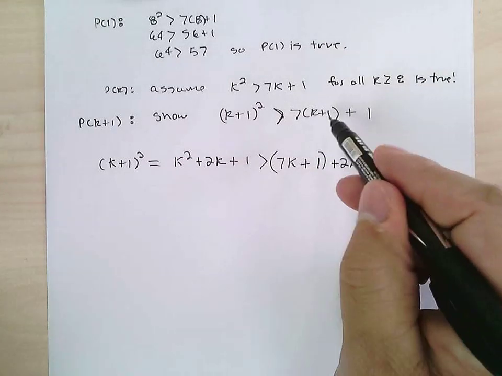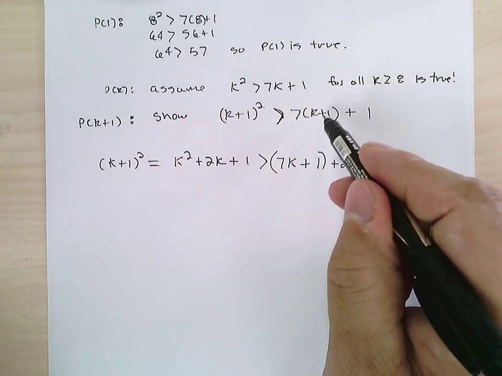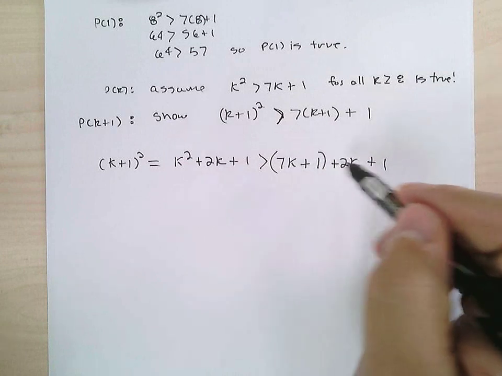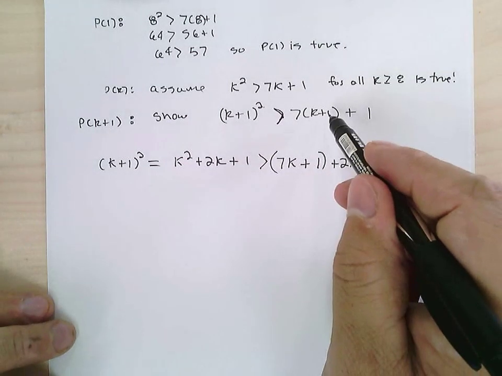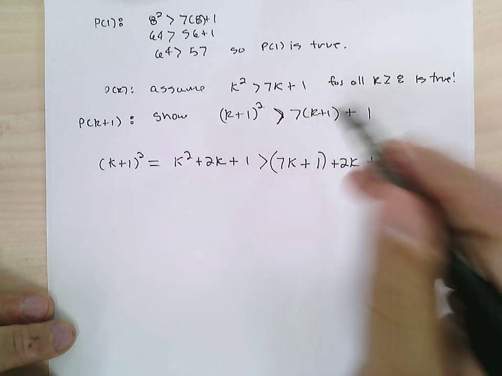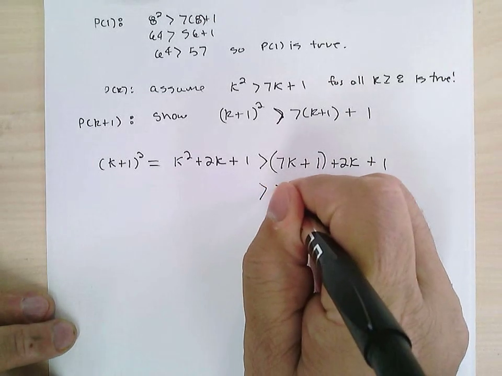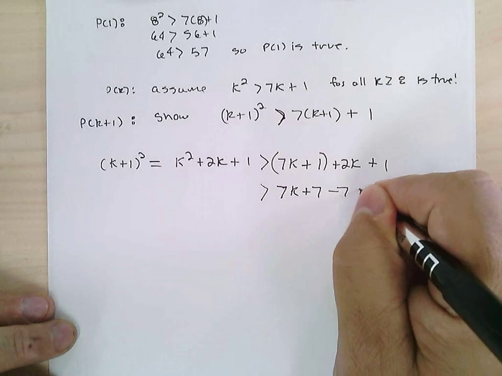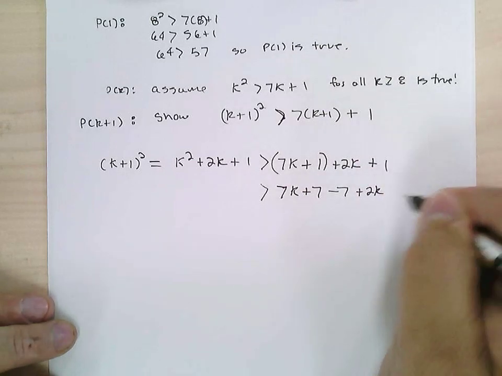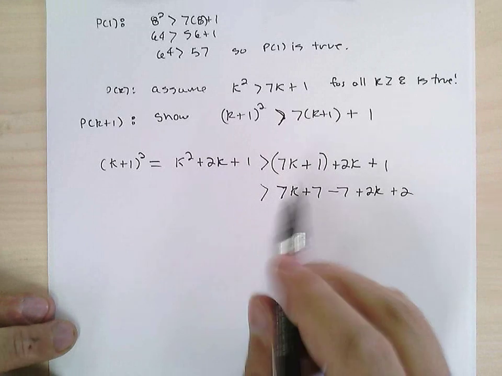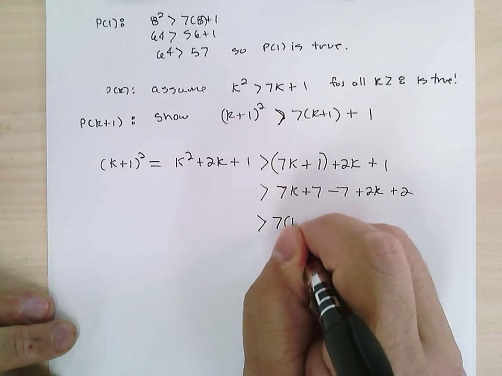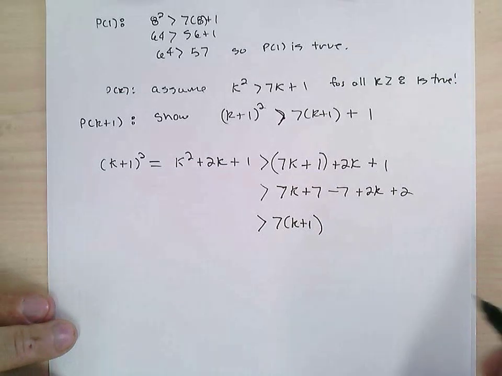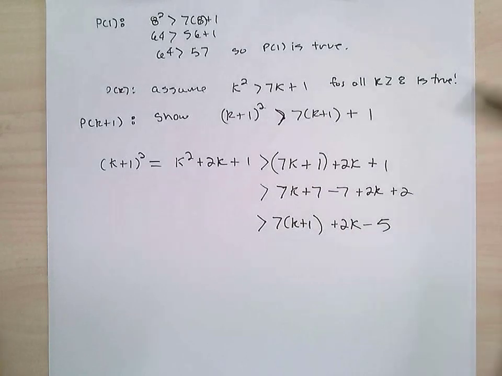Now I want to make it look like this. So what would I need? I'll just look at the 7k. I can't factor it out quite yet, but I know if I added 7 to it, then the 7 could factor out. So this is still greater than 7k plus 7. But I just added 7, so I want to make sure these two are equal, right? So I'm going to subtract 7, and then I'll have 2k, and I have another 1 plus 1 is 2. Now I can factor it out. This is still greater than 7 times k plus 1, right? And then I'm going to have plus 2k, just write it in proper form, minus 5. So I'm almost there. I'm getting closer, right?